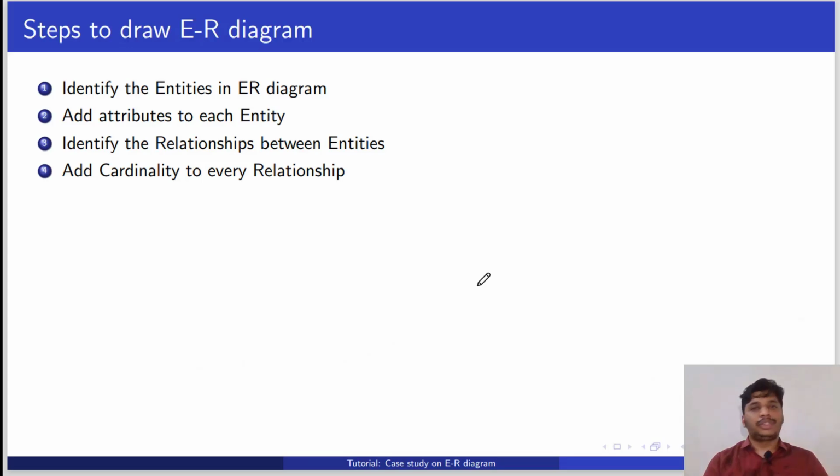Now there are a few steps which we have to follow during our ER diagram part. First we need to identify the entities in the ER diagram. Then after identifying the entities, we need to add the attributes to each entity. Then we need to identify the relationship between the entities, and after that we need to add the cardinality to every relationship. We will follow these steps during our case study also.